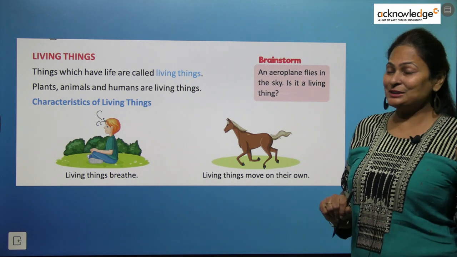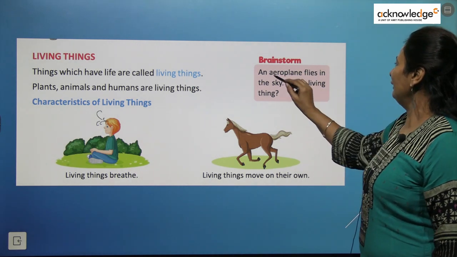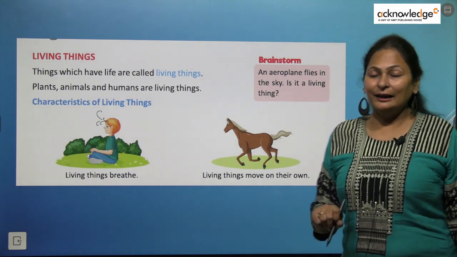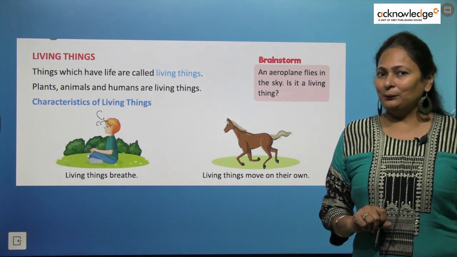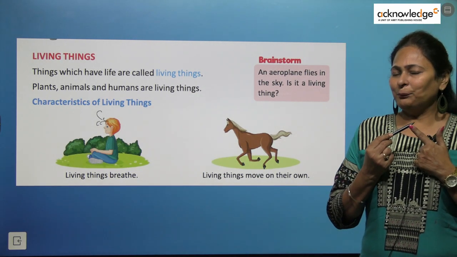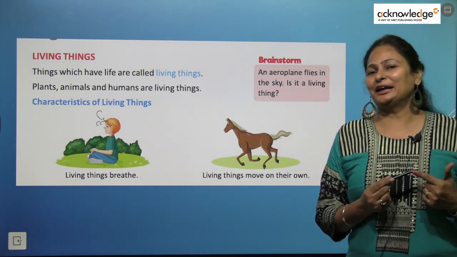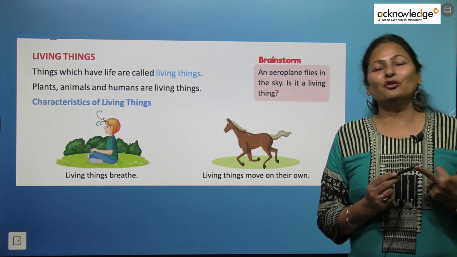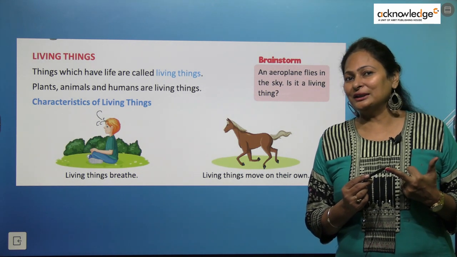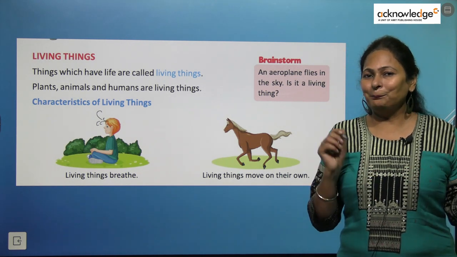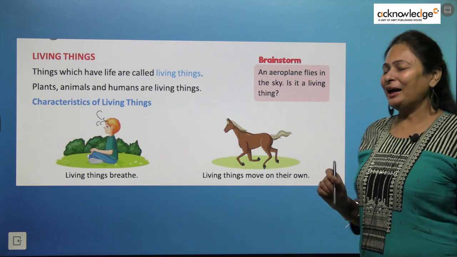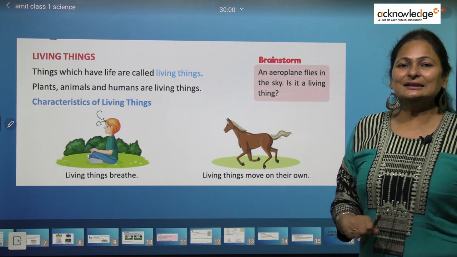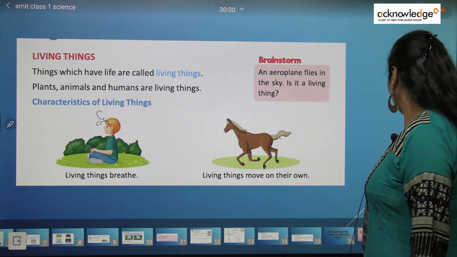Here is a brainstorm. An aeroplane flies in the sky. Is it a living thing? Can you tell me? Can an aeroplane breathe? No, it cannot breathe. An aeroplane cannot move from one place to another on its own. It is a pilot who flies an aeroplane, right kids? So it is a non-living thing.